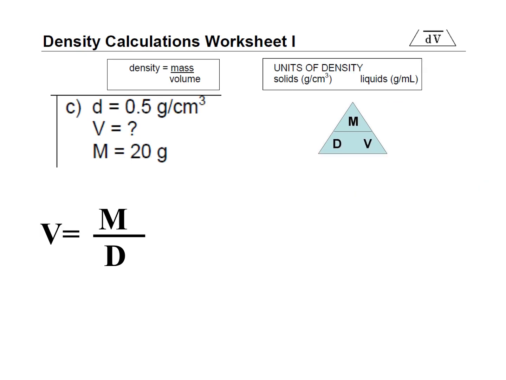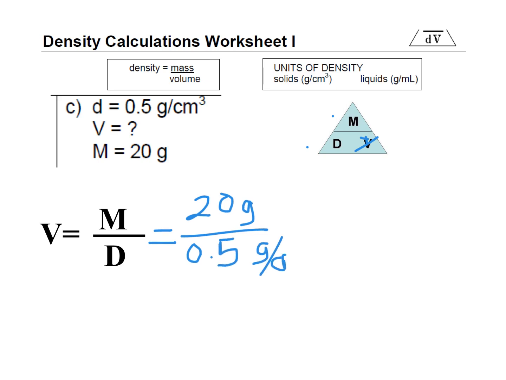Let's look at C. For C, they're asking us to calculate the volume, so we're going to go ahead and use the memory chart, cover the V, find out that V is equal to mass divided by density, write the formula down. Formula is the first step to getting points here, and then we're going to fill in the pieces from the information they gave us. What is our mass? Our mass is 20 grams. And then our density is 0.5 grams per centimeter cubed. You want to have all of that.